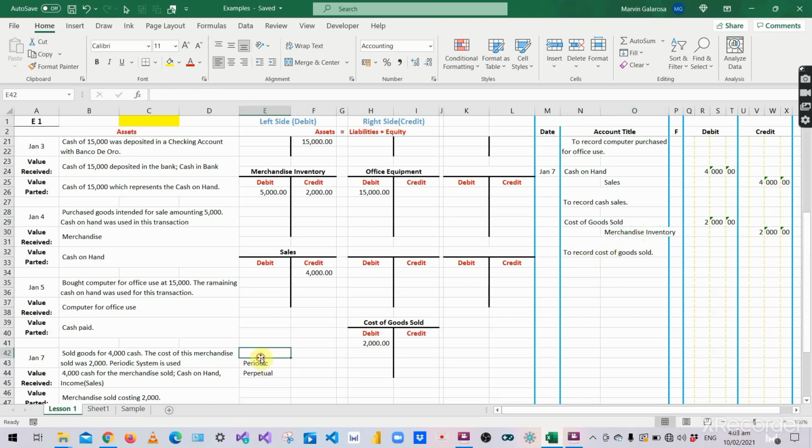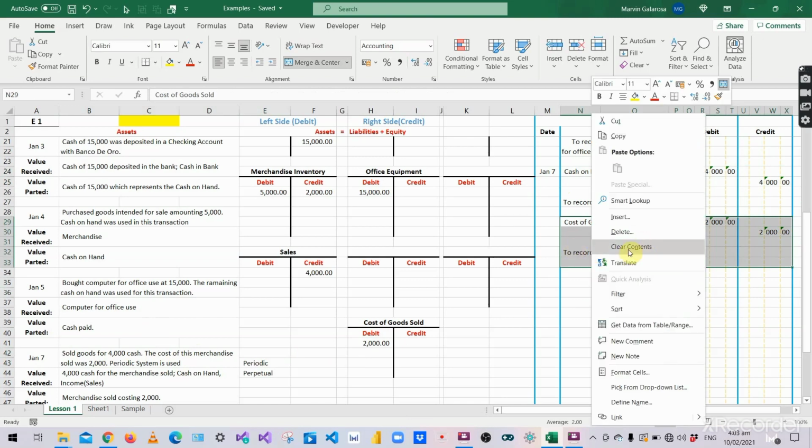Kapag periodic system, ito lang yung entry mo. And since ang gamit natin, sinabi sa transaction, is periodic system, so di natin kailangan yung entry na to. So, burahin na natin siya. Ginawa lang natin siya for example sa perpetual. Para makita nyo yung pagkakaiba.